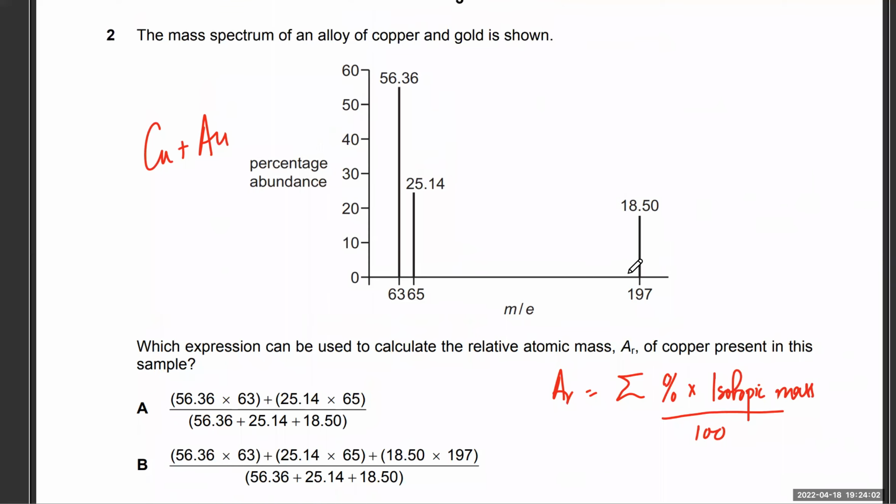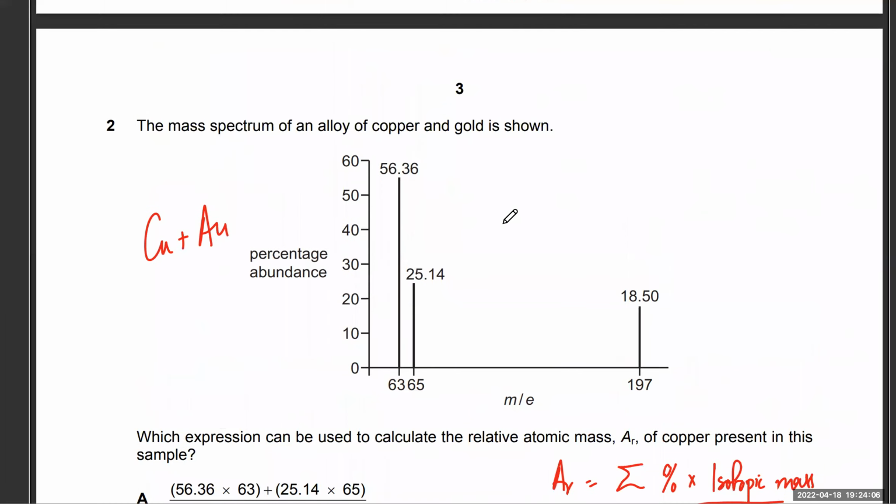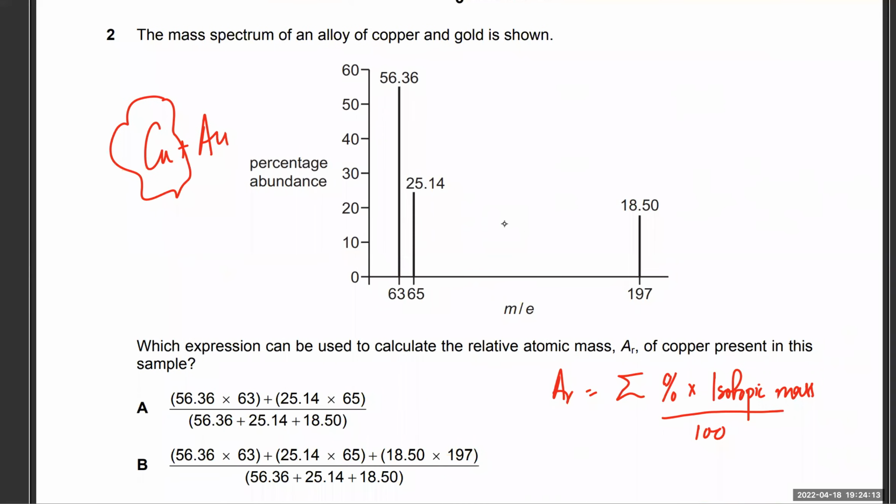Now this question is slightly tricky because remember, he's talking about copper. He's asking you to calculate the AR of copper. So this is gold, and if you look at the periodic table, that's 197. So you don't include gold in your calculation. This is copper. Copper is 63, or there's another isotope of copper, which is 65.